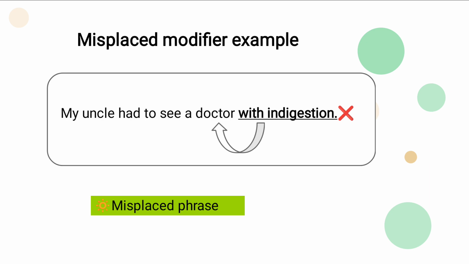We just want to say that my uncle had to see a doctor, right? Why? Because he's having indigestion. That's what we want to say. So here, with indigestion, that modifier is far away from the word it wants to modify, my uncle. That's why we are having a problem. We have a misunderstanding of the sentence.